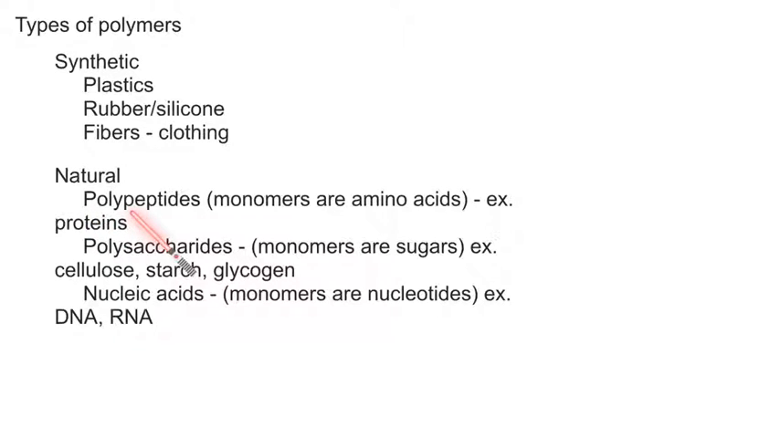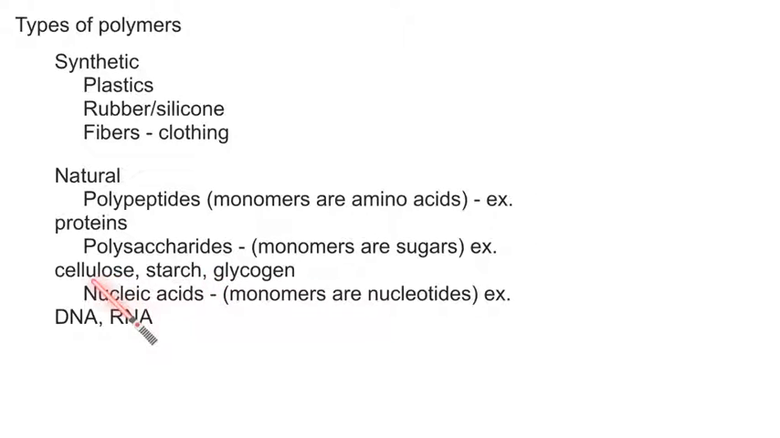There are several really common ones. Polypeptides are very common. The monomer of a polypeptide is an amino acid. We'll look at all these a little bit, and the structures of some of these things, what they look like. An example of polypeptides is proteins. Then you have polysaccharides, where the monomers are just sugars, or monosaccharides, and there are a lot of examples, things like cellulose, starch, glycogen.